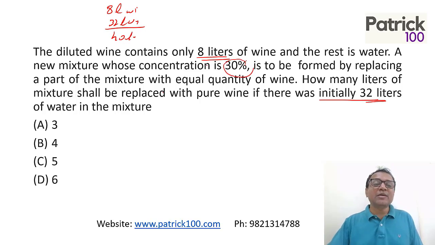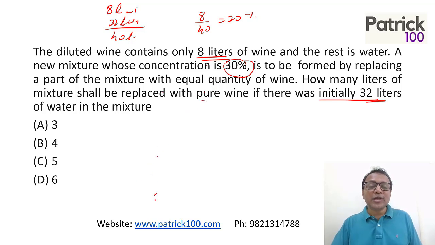Since it's given in percentage, we find a percentage. How much percentage is it? 8 out of 40, which is 20%. Remember, all units have to be the same. The average after mixing is given as a percentage, so we take 30%. So initially we have 20% wine.